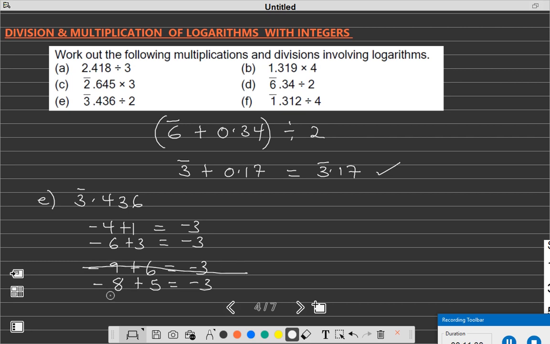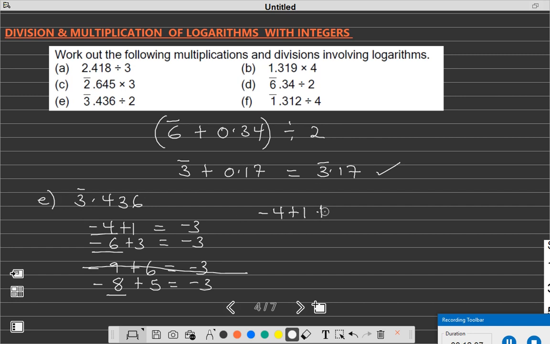So you see that I have a minus 8, which is a multiple of 2. I have a minus 6, which is a multiple of 2. I have a minus 4, which is a multiple of 2. So I use any of those numbers so that I change my characteristic here. So let me use the first one first. Assuming I take minus 4 plus 1, that is the same as my 3 bar.